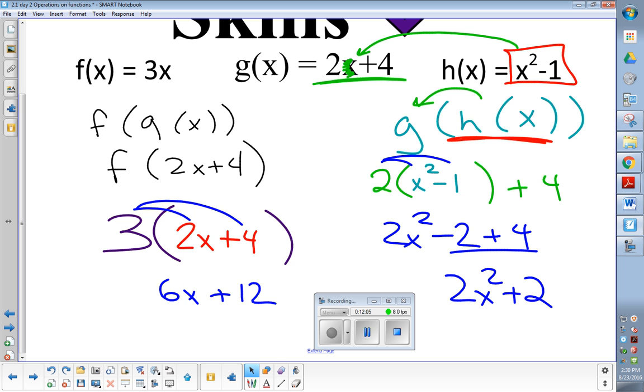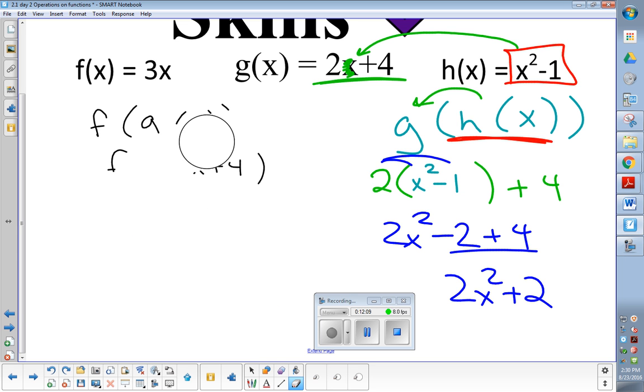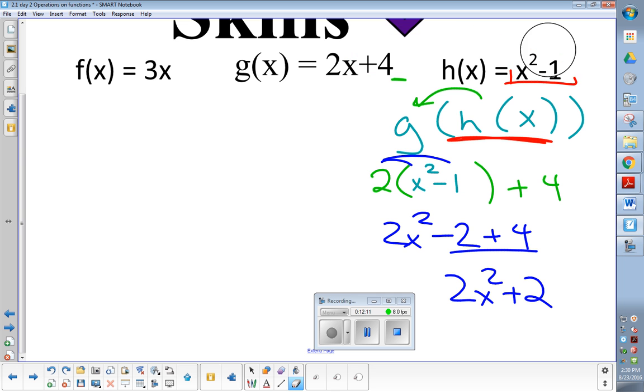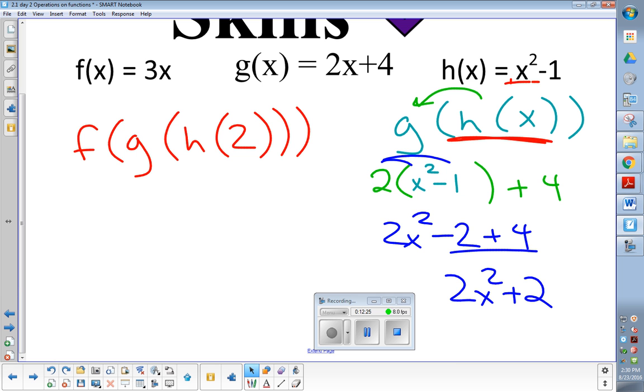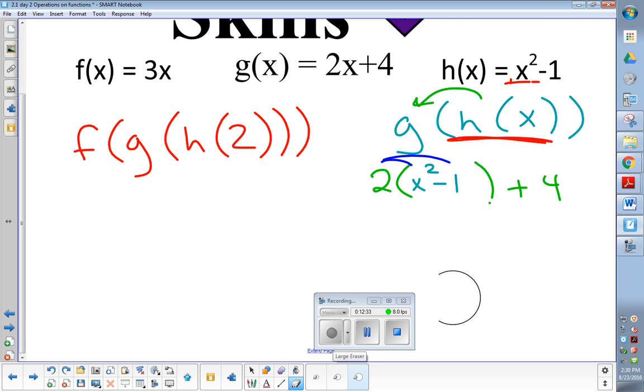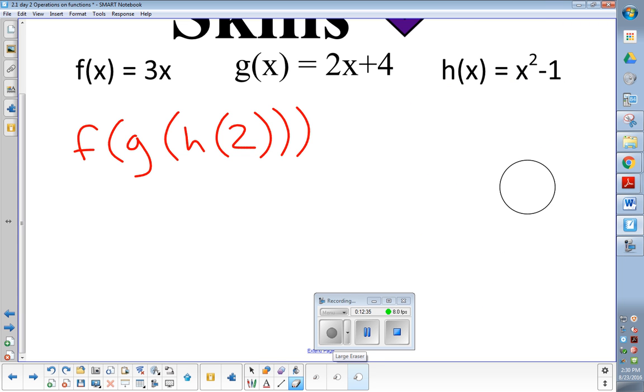Questions there? Let's do one last one. Last one. It'll look hard. It's not. Here we go. Let's find f of g of h of 2. Just do your rules. It looks scary. It's not. Know what you're supposed to do. Plug in, get an answer, plug in, get an answer, plug in, get an answer. See what you can do.